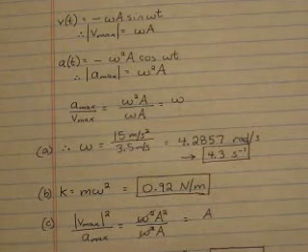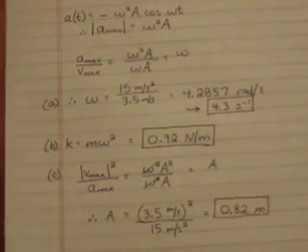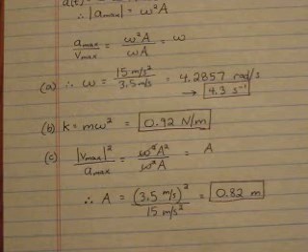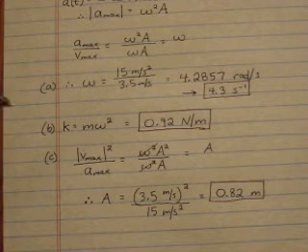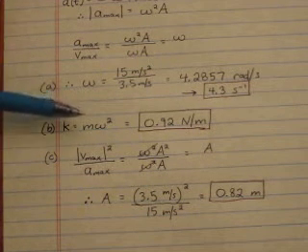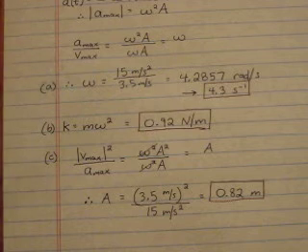B asks us to find the spring constant. So k equals m omega squared. We already found omega in part A, so I get 0.92 newtons per meter.